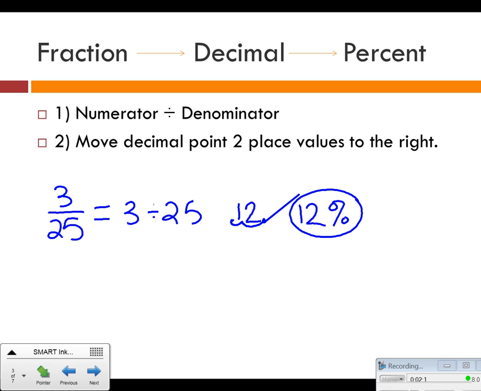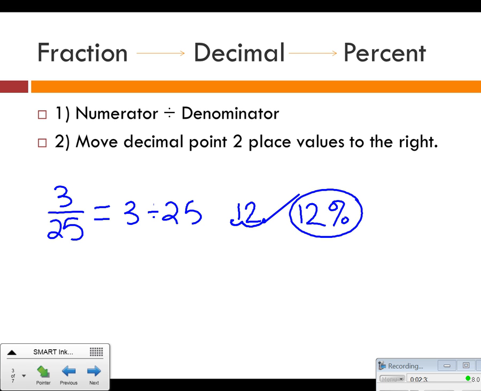So let's say you had 3 wrong on a quiz out of 25. You got 12% wrong. So if you got 12% wrong, that means you had 88% correct. Woo, 88% correct.